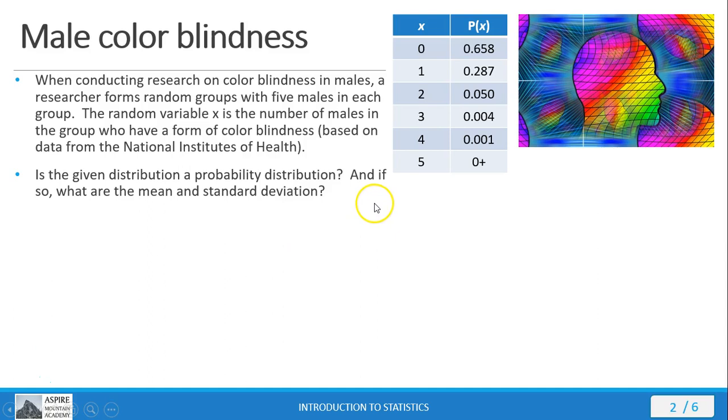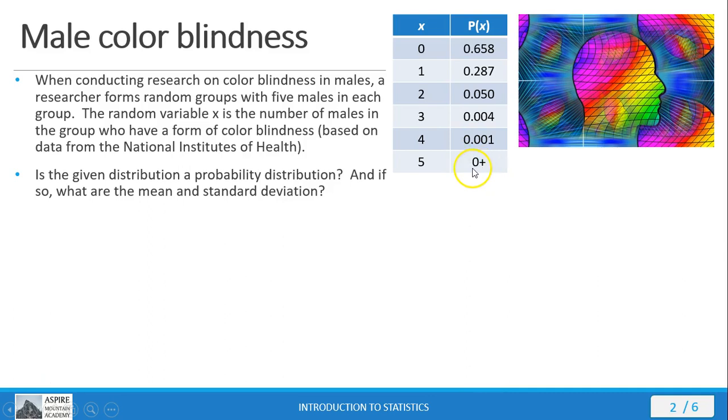For each group of 5 males, there's a 65.8% chance that none of those 5 men have color blindness. There's a 28.7% chance that one of them has. There's a 5% chance that 2 of them have it. There's a 0.4% chance that 3 of them have it. There's a 1% chance that 4 of them have it. And then there's this 0 plus.